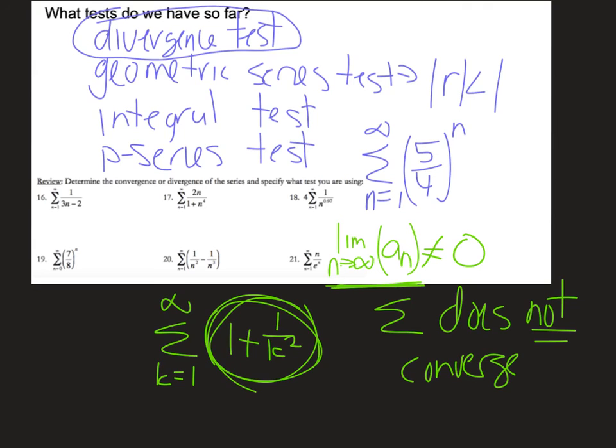The integral test says if the integral converges, the series converges. If the integral diverges, the series diverges. The p-series test says if we have that p-value, 1 over n to the p or k to the p, if p is greater than 1, we converge. If p is less than or equal to 1, we diverge.